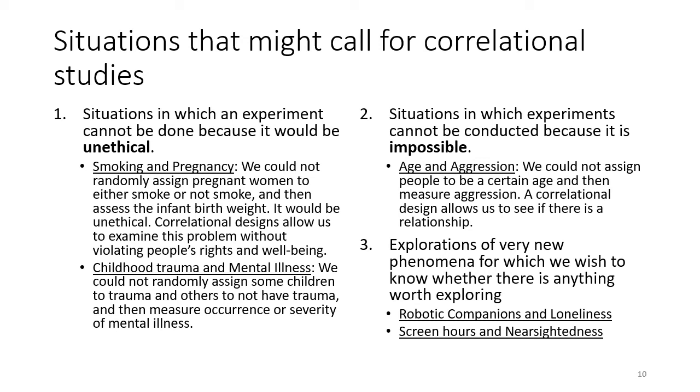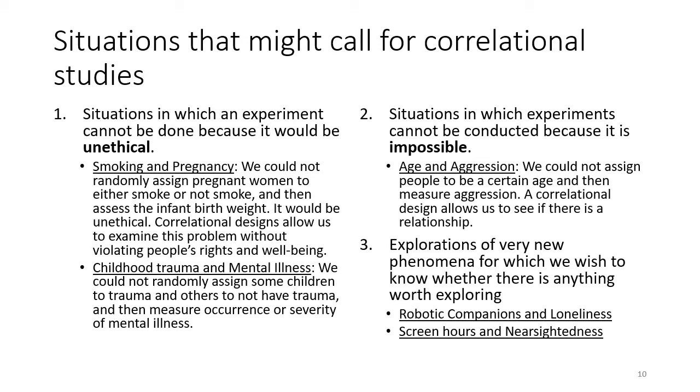The second example is childhood trauma and mental illness. We would not randomly assign some children to be exposed to trauma and others not, and then measure their mental illness. Of course not. That would be horrific, and so we couldn't study that through an experiment. A correlation would be the only thing we could do.